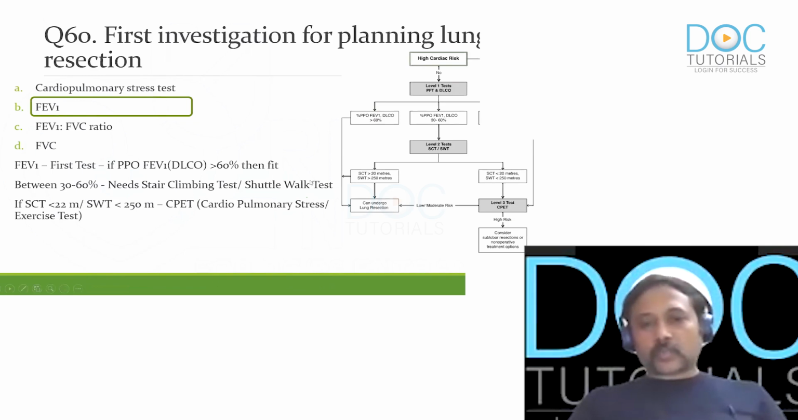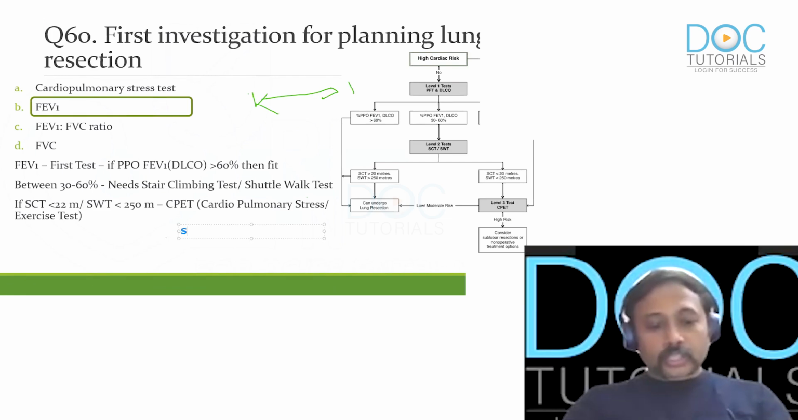So the shuttle walk test, what does it essentially mean? You will have two markers placed some distance apart, and then you will measure it. Between the two markers, the patient is going to shuttle back and forth. That is why it is called a shuttle walk test. Ideally, the patient needs to go for around 400 meters.